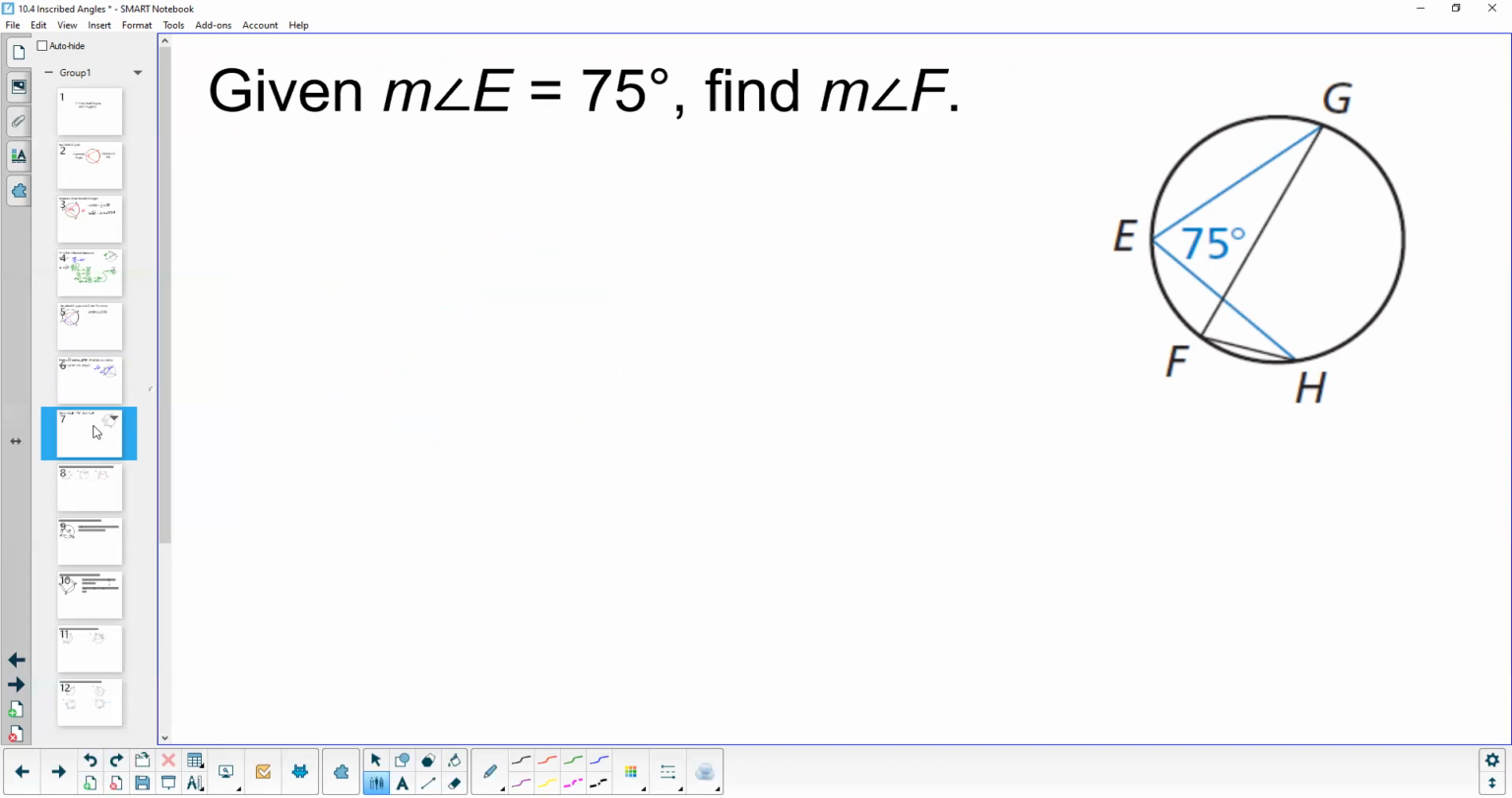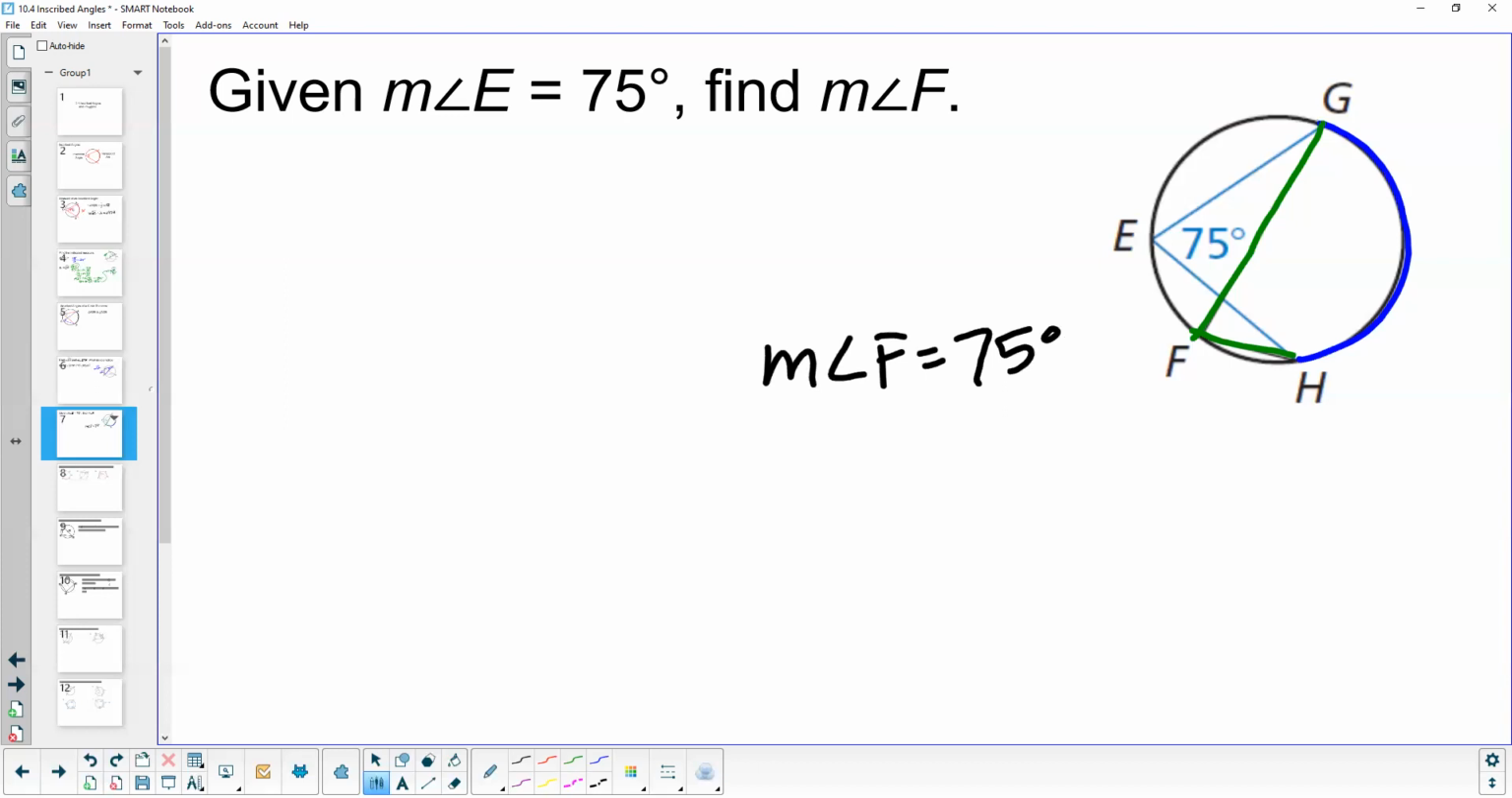We were told that the measure of angle E is 75 degrees. We want to figure out what the measure of angle F is. Well, the measure of angle E has the intersected arc of GH. Similarly, if we're looking at the intersected arc of GFH, or of angle F, I highlighted that in green there. You can see that it has the same intersected arc. And so because they have the same intercepted arc, that means that our two angle measurements are going to be exactly the same, making the measure of angle F 75 degrees.